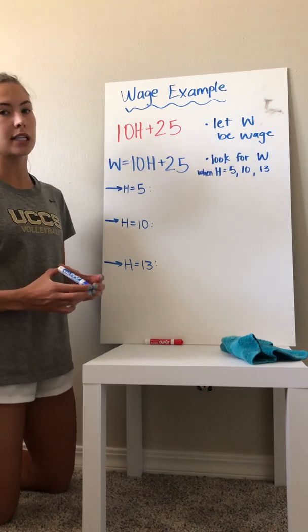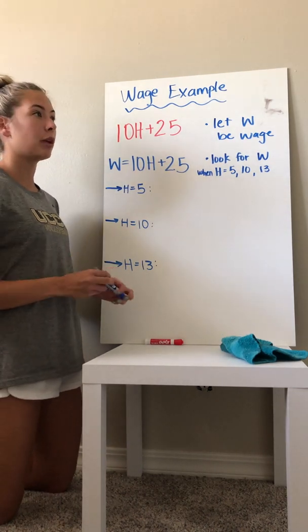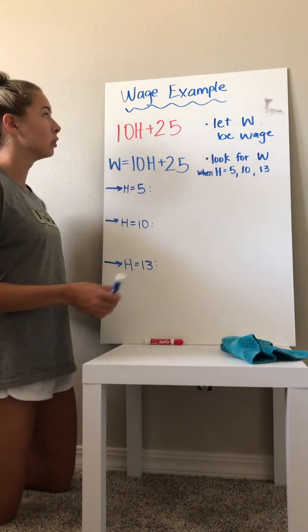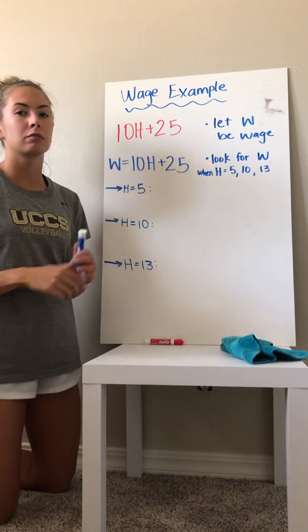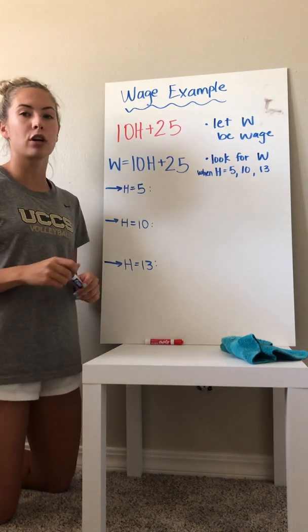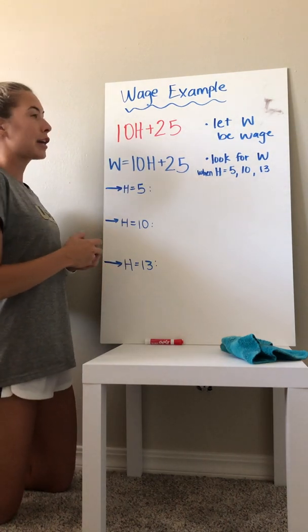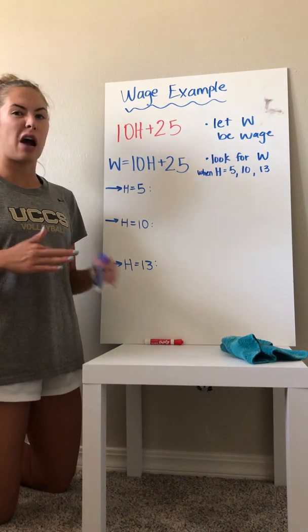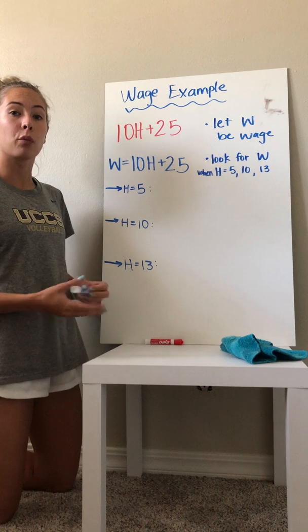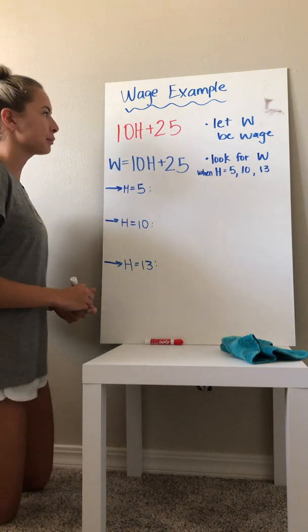So in this lesson, we're going to take a look at the wage example that was introduced earlier in this module. So our expression earlier was 10h plus 25. That was in one of the earlier lessons. We're actually going to go through this expression and example looking at different hourly times to figure out the different wages that someone would make.